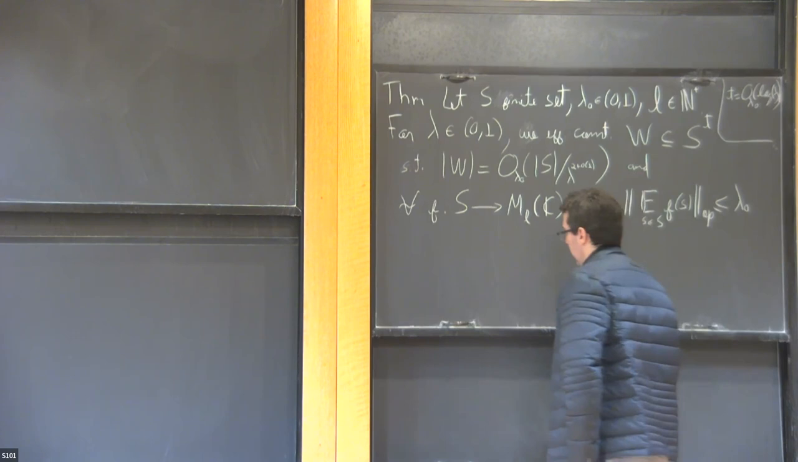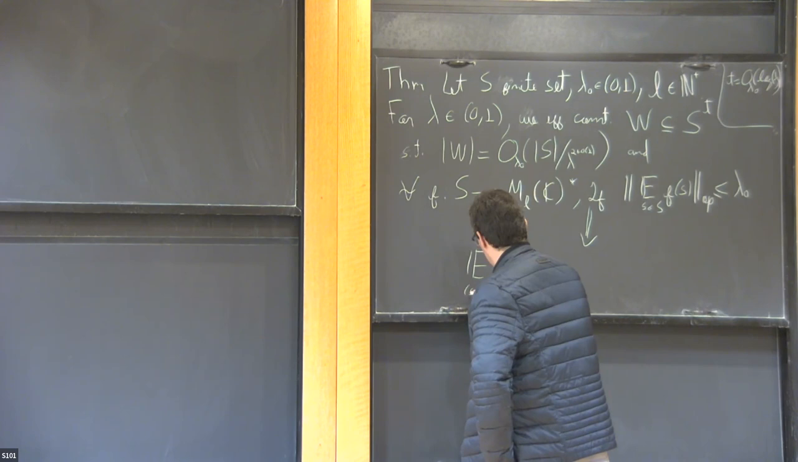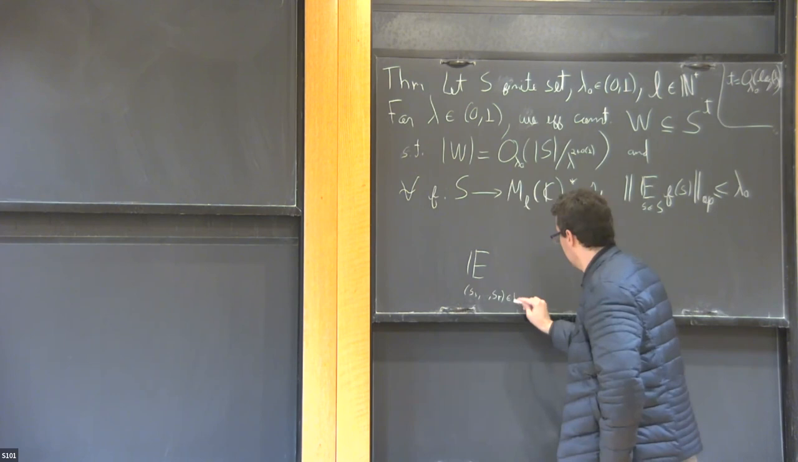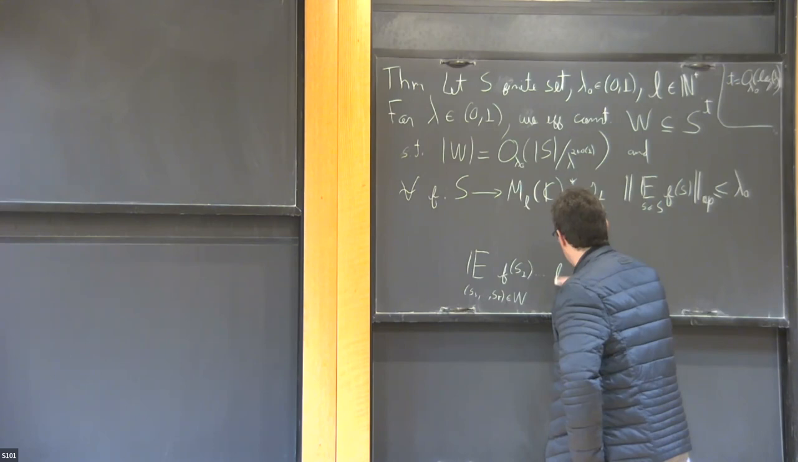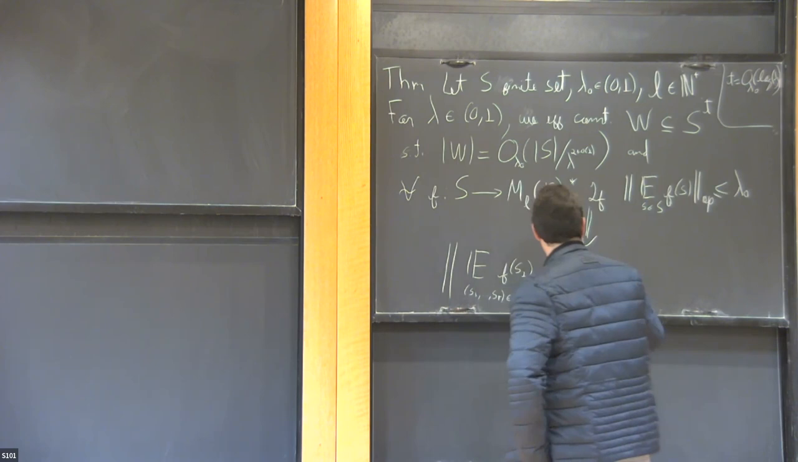If you construct the longer average here, so here, the expectation over S1, etc., ST, so this is a tuple in our collection, and then here you have f of S1, etc., all the way through f of ST, and if you look at the operator norm of this guy, this is at most lambda.